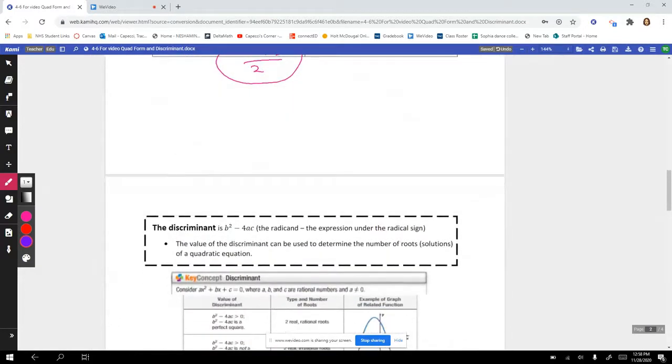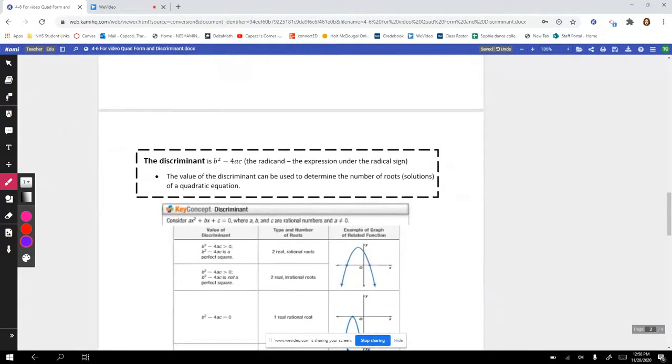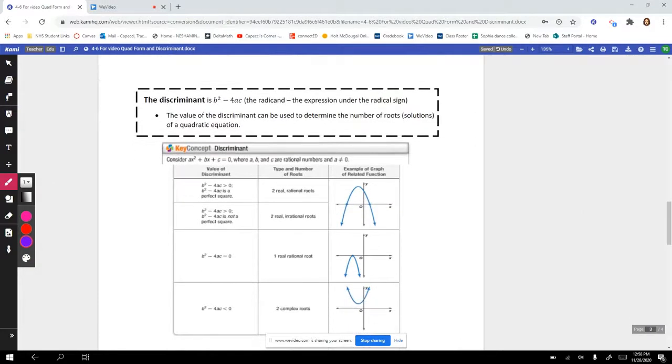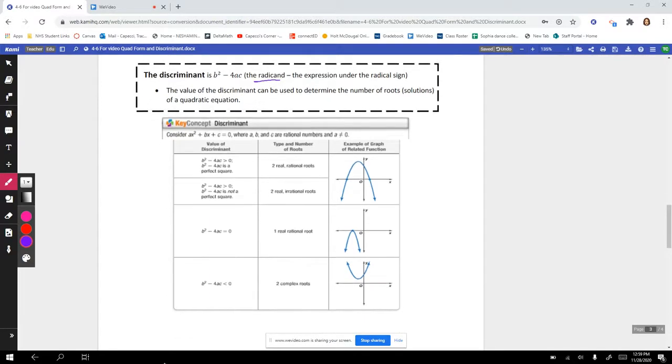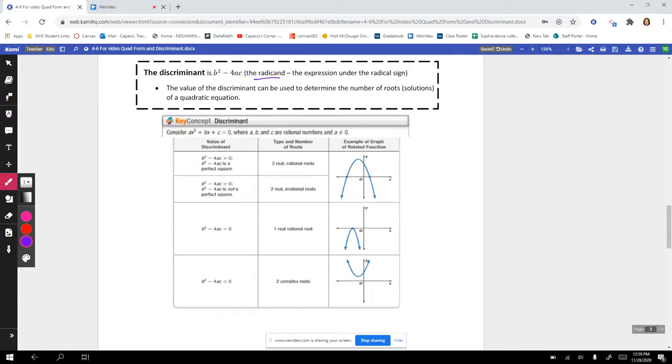All right, let's look at the discriminant, which is next. The discriminant tells us a lot of information. The discriminant is the information underneath the radical sign, right? The radicand underneath the radical sign. The value of the discriminant can be used to determine the number of solutions or roots of a quadratic equation. That's really what you use it for.